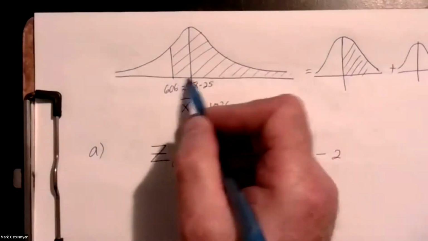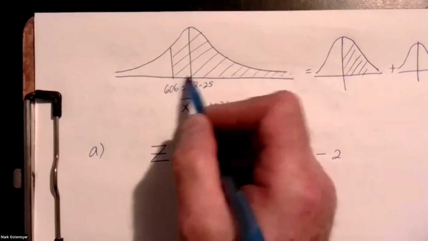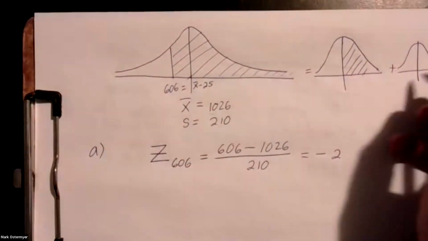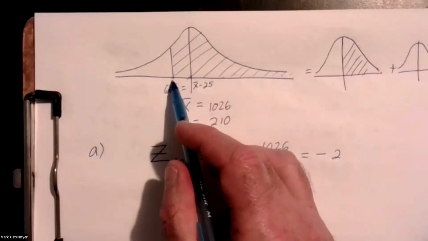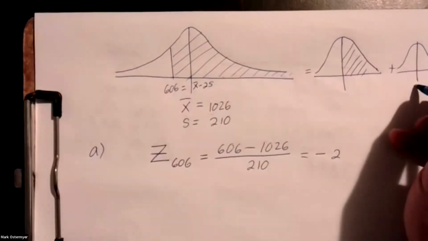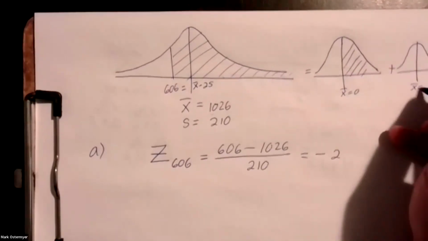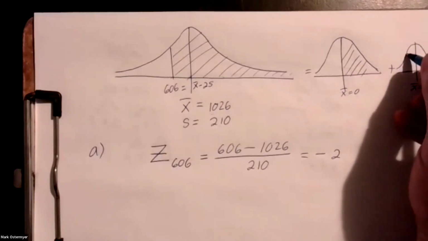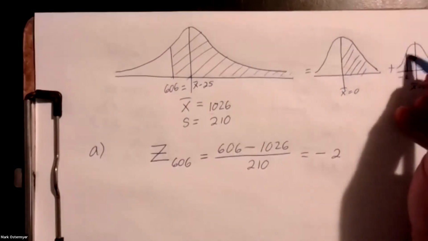The area we got to add is from 0 down to what? -2. Because, ladies and gentlemen, I know this is 2 standard deviations below my mean. So if I convert this now to the standard normal probability distribution where the mean is 0, we can now use our table in the back of our book. Because this has to be -2, 2 standard deviations below the mean.